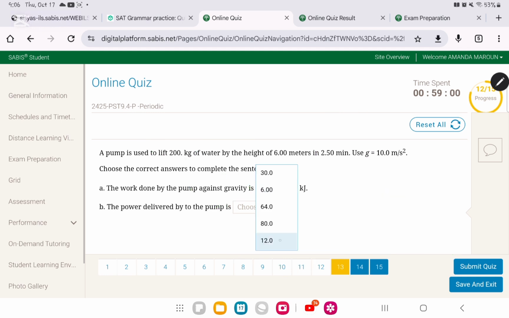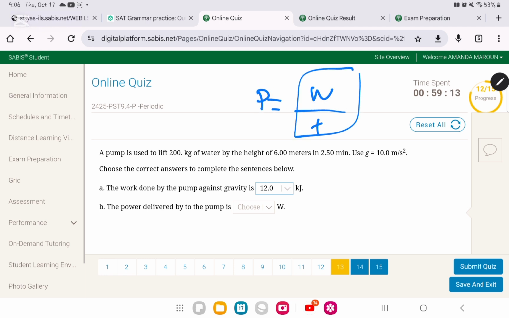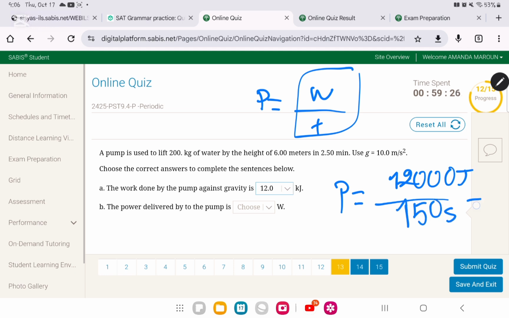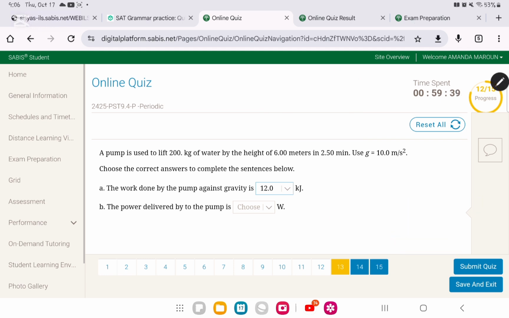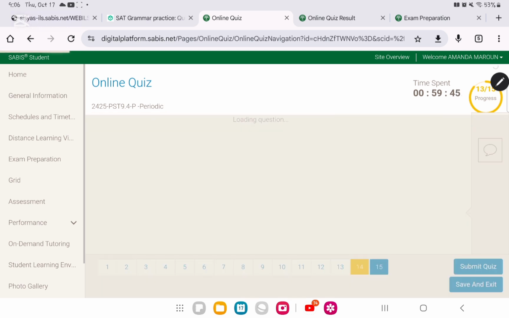So we found the work done by the pump against gravity, which is 12 kilojoules. Now the power. Power is equal to work over time. Remember this equation, okay? Power is equal to our work, which is always in joules. So it is 12,000 joules divided by the time in seconds, which we got as, I believe, 150 seconds, if I'm not mistaken. So if you do it on your calculator, 12,000 divided by 150, you will get 80 watts. Watts is what? It is the unit of power. So like that, we found the power delivered to the pump, which is 80 watts.